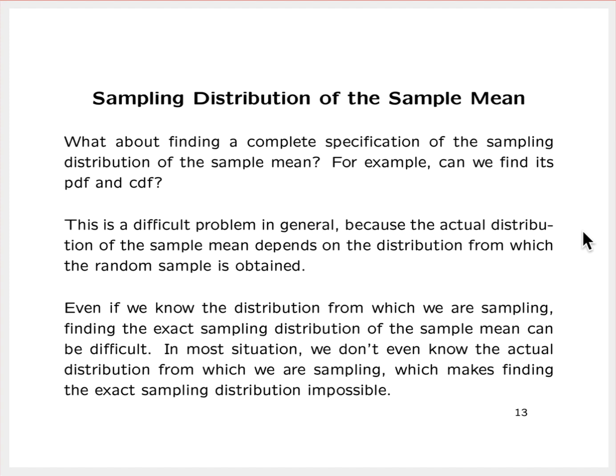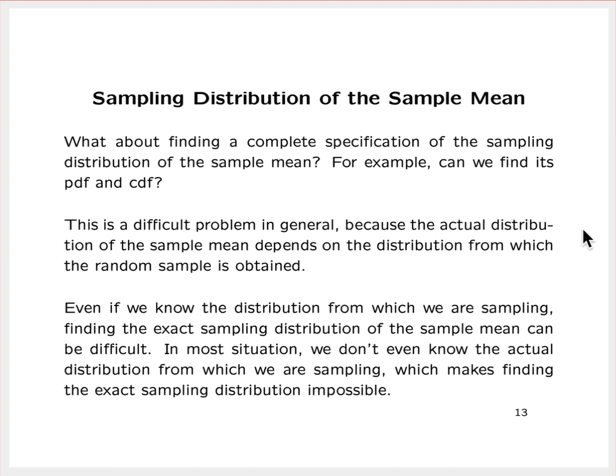So we've identified two very important results, two very important characteristics of the sampling distribution of the sample mean. We now know that when we're sampling from any distribution, as long as that distribution has a finite mean and variance, then the mean of the sampling distribution of the sample mean will be equal to the mean of the population we're sampling from, and the variance of the sampling distribution of the sample mean will be equal to the variance of the population we're sampling from divided by the sample size. So those are two very important results to know.